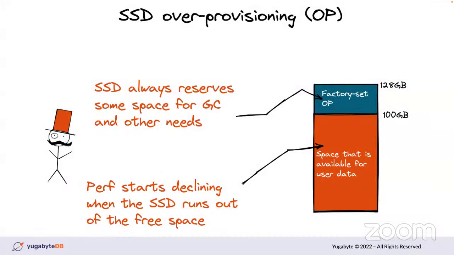And this process in SSDs is called garbage collection, the same name. It's not macro, not compaction, it's called garbage collection.